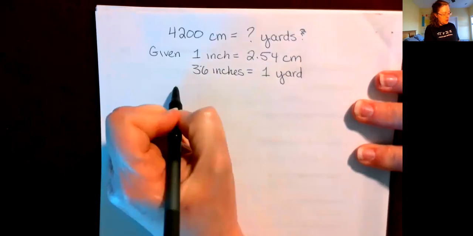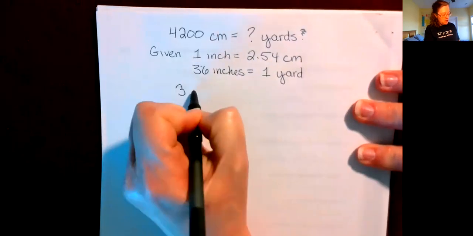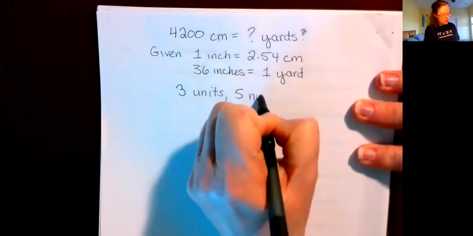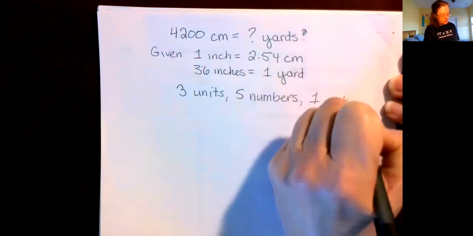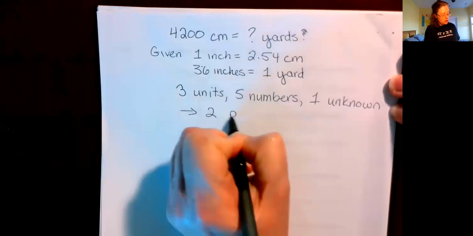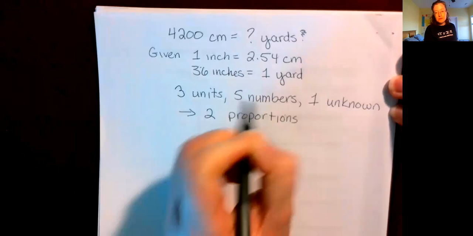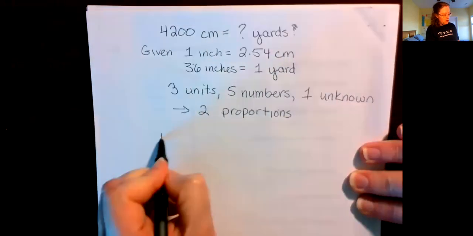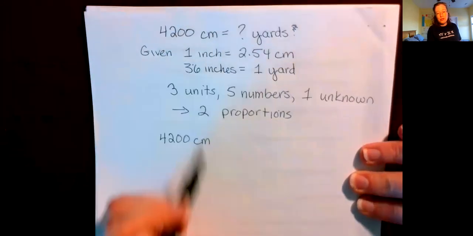This time, we have 3 units, 5 numbers, 1 unknown. This is going to be solved with 2 proportions. Okay, well, 4,200 centimeters. I'm going to start there. That's the number with 1 unit.